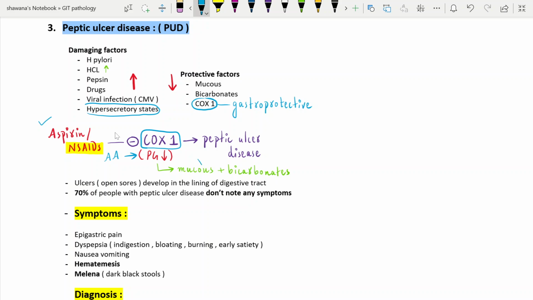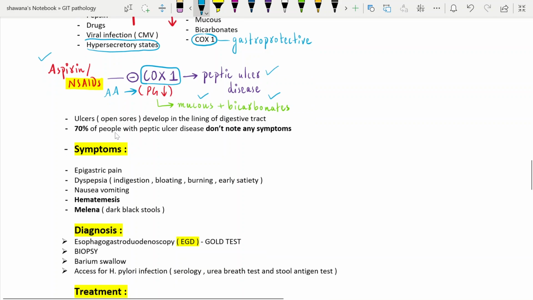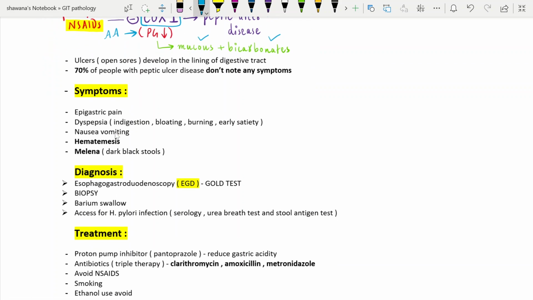Prostaglandins stimulate mucus and bicarbonate. They have gastroprotective effects. But when the prostaglandins are low in quantity or low in concentration, it will result in peptic ulcer disease. The symptoms, as I have told you, are that 70% of the patients don't notice any symptom, but overall symptoms can include pain in the epigastric region, dyspepsia.